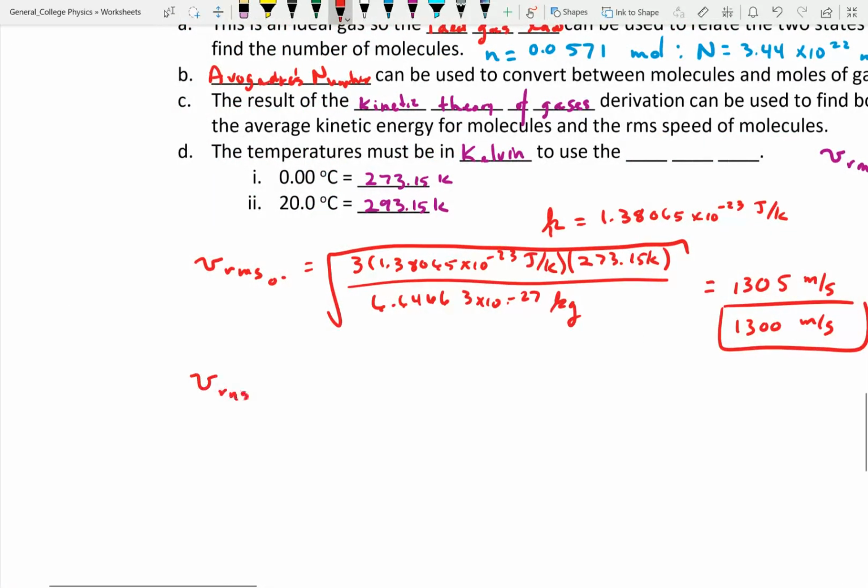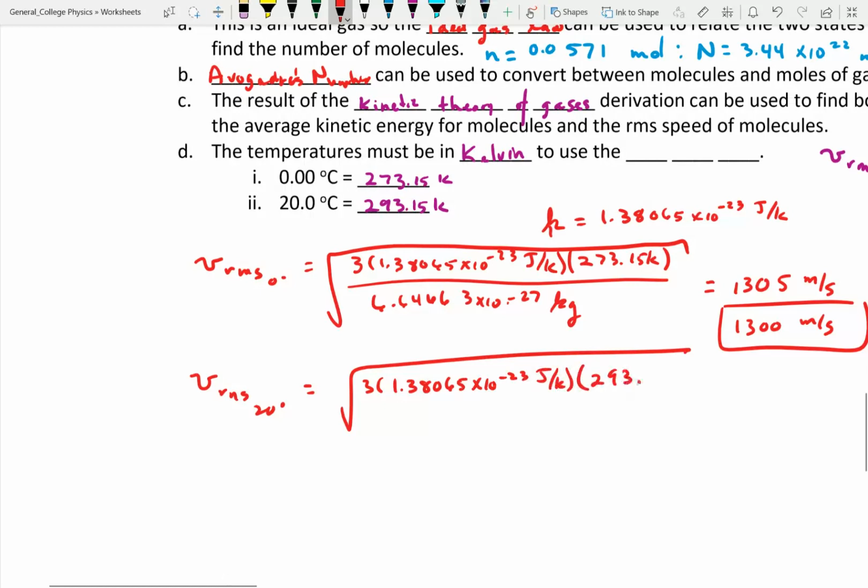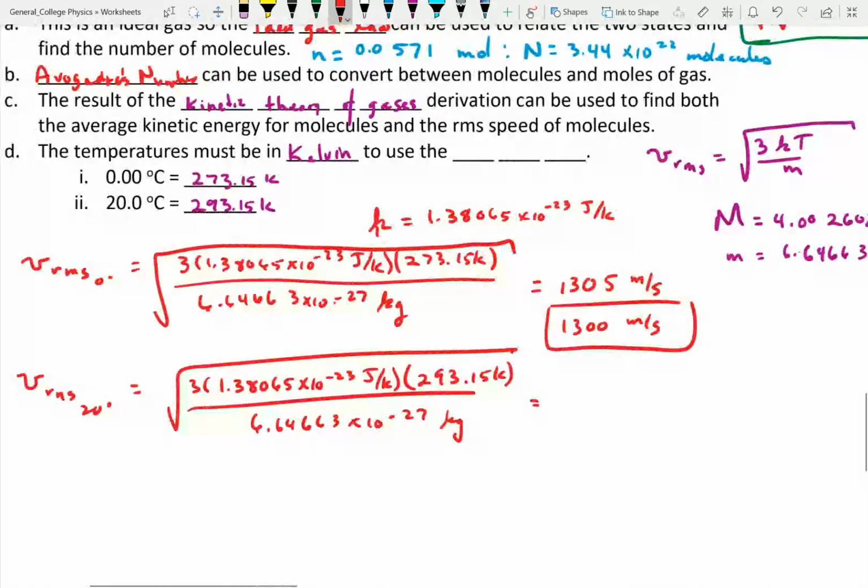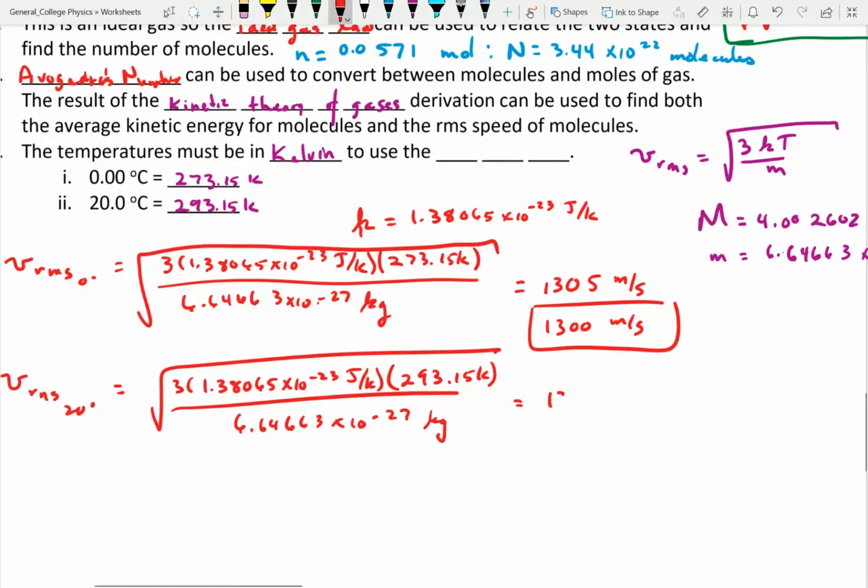And the RMS speed at 20 degrees, same calculation, now using 293.15 kelvins. And that gives us, to correct significant digits, the difference is twice as big.